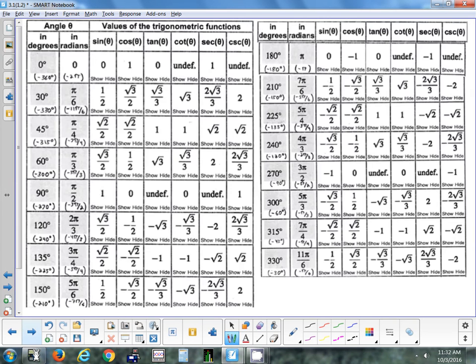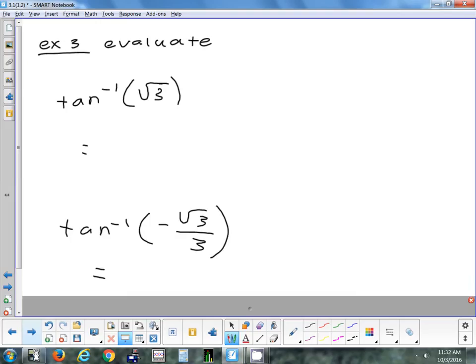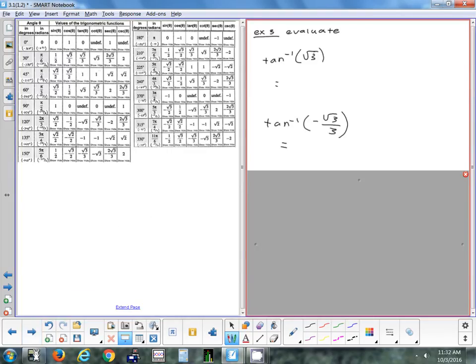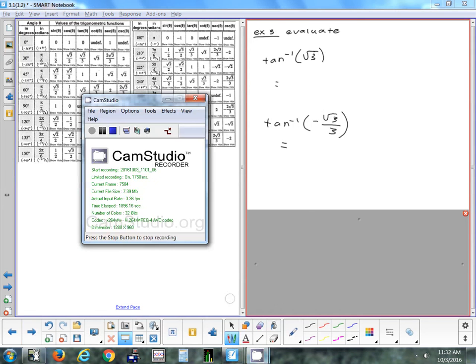All right, so we'll try a couple with inverse tangent. And these will be the last two we do on this chart. So take a minute and just try to find those two yourself. Inverse tangent of square root 3 and inverse tangent of negative square root 3 over 3.